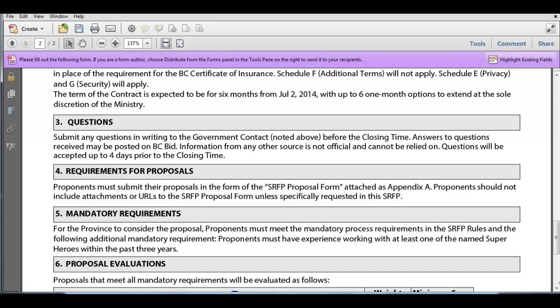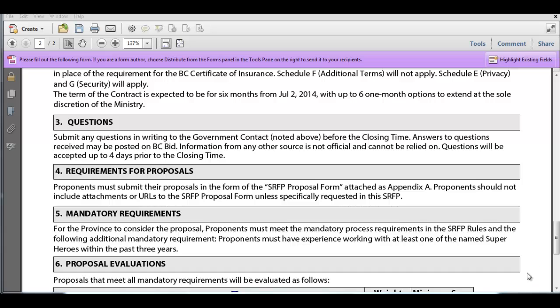Now, some SRFPs may have one more mandatory requirement that's specific just to this SRFP. If that applies, this is where you're going to find it. In our sample, you'll see that there's certain experience we're looking for. So proponents must have experience working with at least one of the named superheroes. That's our mandatory requirement for our sample. Some SRFPs will have no additional mandatory requirement, in which case this section will only be referencing the mandatory process requirements in the SRFP rules. There won't be anything else to say in this section. So pay close attention to Section 5. Find out if there's anything additionally that you have to meet as a mandatory requirement for this particular SRFP.